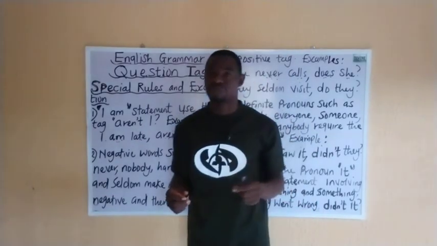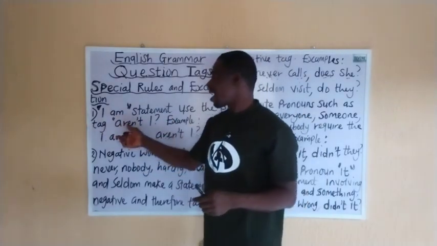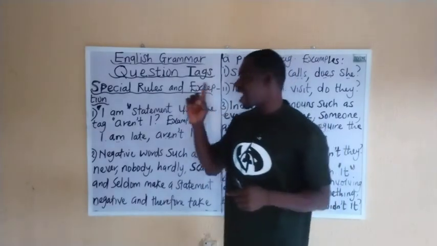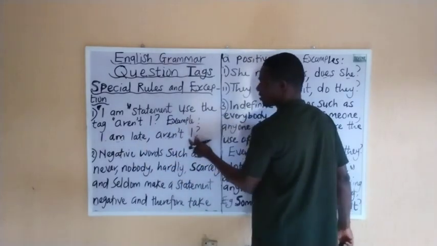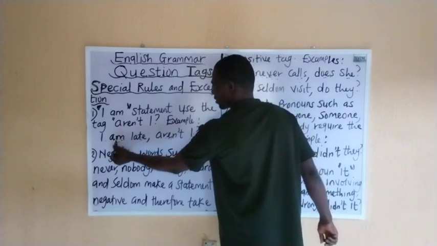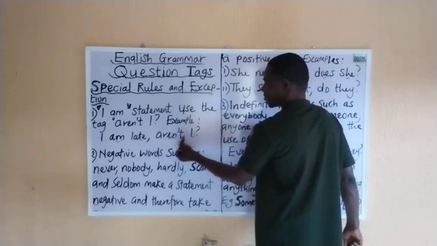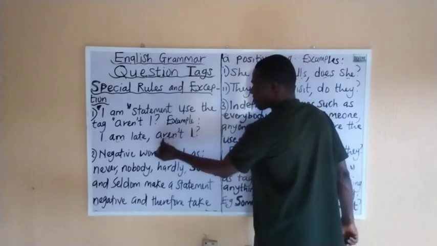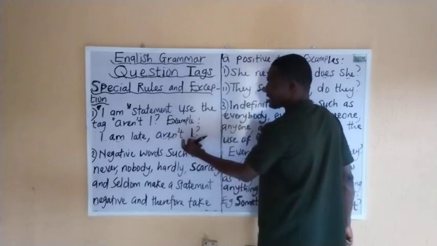Question tags have special rules and exceptions. Let's see some of these rules and exceptions. Number 1, an I am statement uses the tag aren't I. In other words, a statement involving I am uses the tag aren't I. Example, I am late, aren't I? Okay, am here is singular positive auxiliary verb. Here we have aren't I, that's the negative auxiliary plural verb. But if we check it, it's supposed to go like I am, but we have aren't I, so this is an exception.